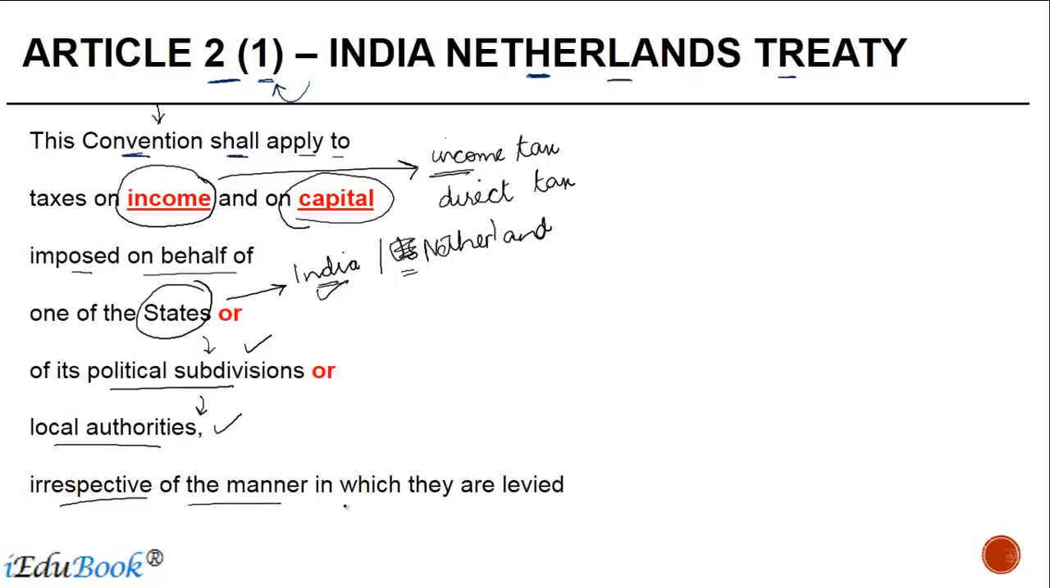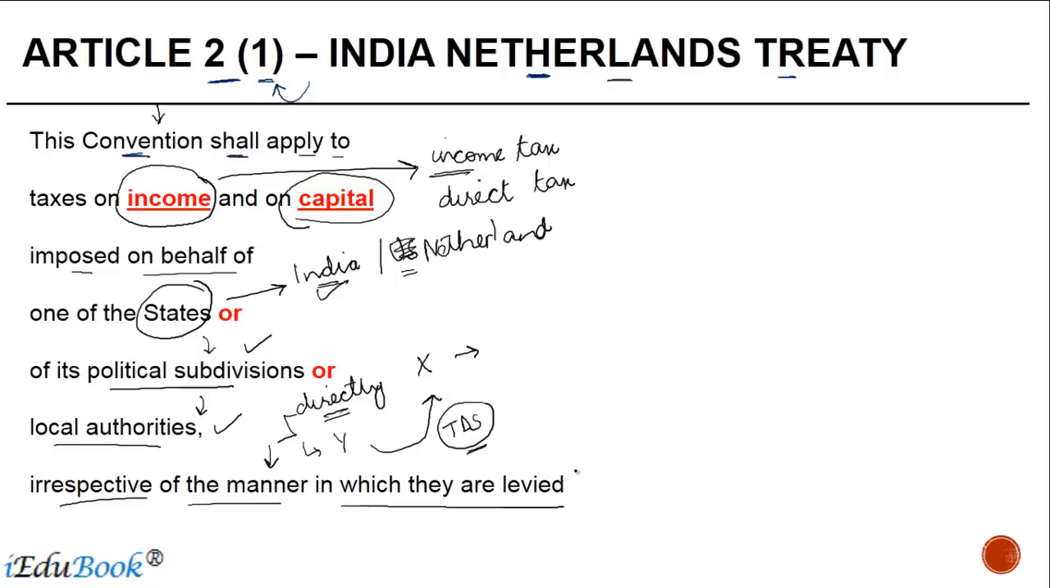Irrespective of the manner in which they are levied. Now, what could be the manner of levy? Manner of levy could be something like, imposed directly on the person. So let's say if a person X earns income from India, X is required to pay tax to the Indian government. Or it could be just that instead of directly paying, let's say there's a person Y who is making a payment to X. He deducts TDS, tax deducted at source, or a withholding tax which is applied. The manner of levy or collection could be different. It could be a direct levy, it could be by way of withholding.